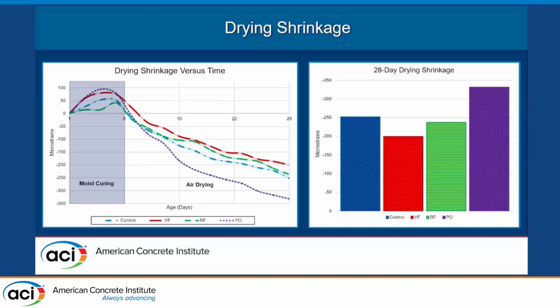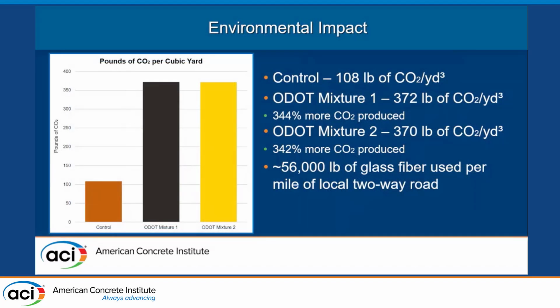So another thing that we have to consider is the environmental impact. And then we're going to see that our control mixture compared to two ODOT mixtures is going to have less carbon produced per cubic yard. And then additionally, because we plan to use the recycled fibers, for each local roadway, each mile you go of 2 lanes, you're going to use about 56,000 pounds of this recycled fiber.